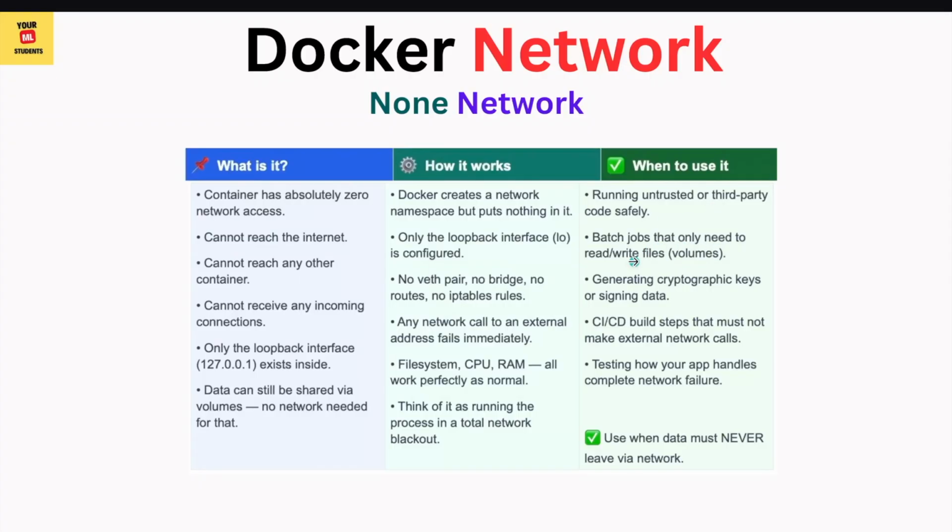Also for batch jobs that only need to read and write files. Later on we will talk about Docker volumes, where you will get more idea, but you can think of volumes like storage inside Docker containers. So if you want to do some read and write operations in your container and you do not need to connect to any network, in such cases you can use the none network. Then generating cryptographic keys and so on, you can use it. So use it when data must never leave through a network. If you have very sensitive data and you do not want it to run through the network, just use it. Okay, and how to mention that?